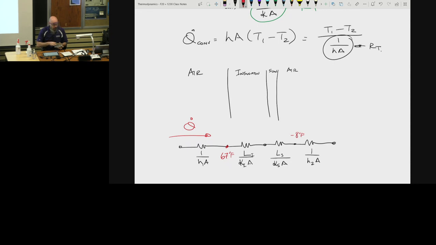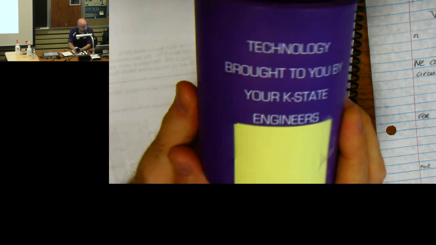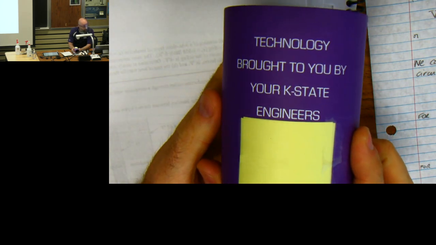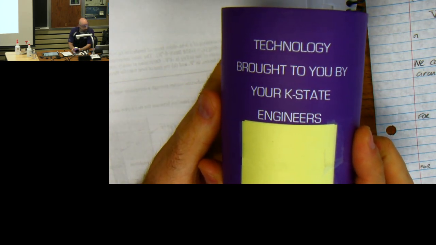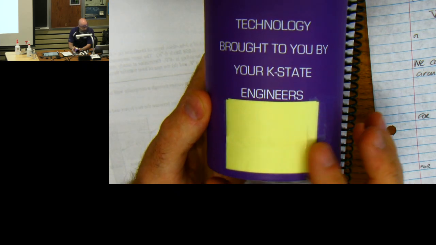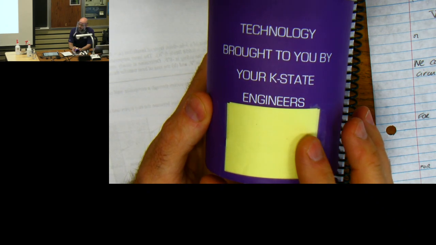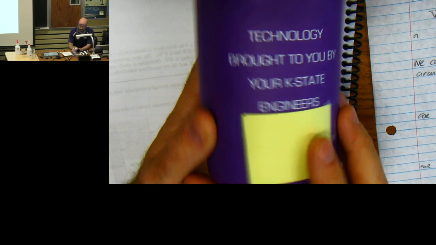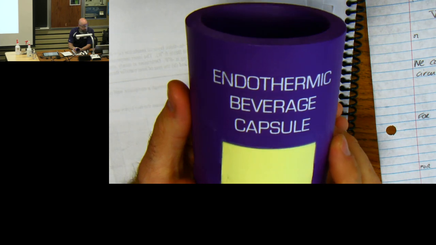Okay. The other thing that I brought to class, I thought I forgot to tell people about it before. I told you I was going to bring it. This is a koozie I talked to you about in the lecture. I bought this, one of my first things I ever bought here as a faculty member. It says, technology brought to you by your K-State engineers. I have conveniently taken away the name of the organization that gave me this koozie, because on the back of it, it says an endothermic beverage capsule.